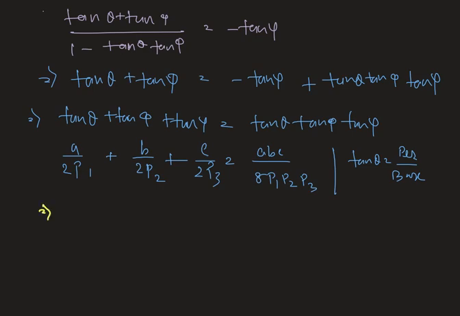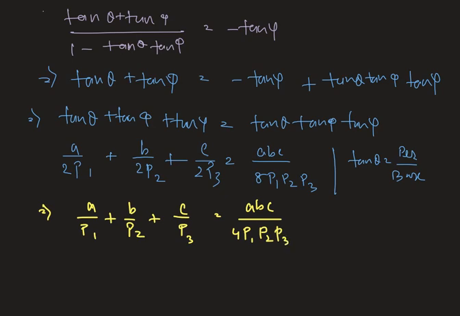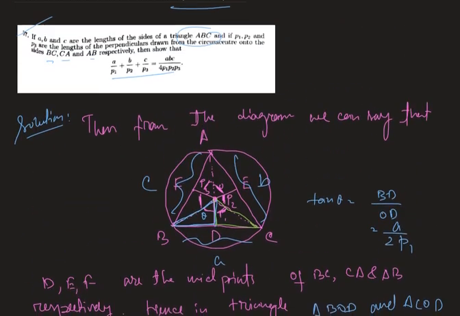So lastly we get a by P1 plus b by P2 plus c by P3 is equal to abc divided by 4 into P1 P2 P3. Okay, so that's the proof, and that's all for today.